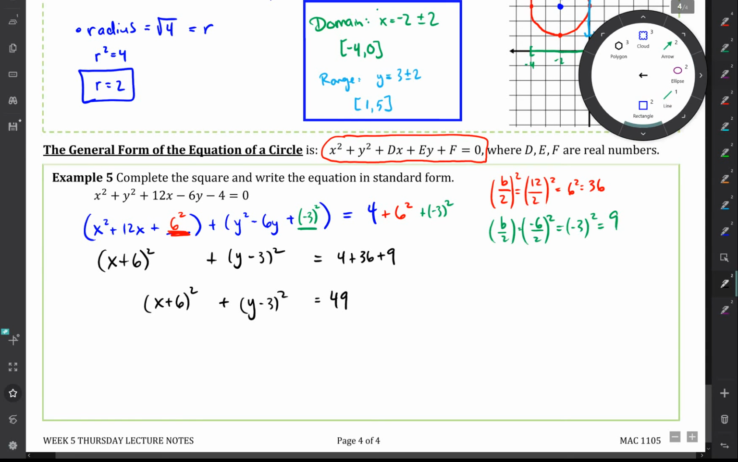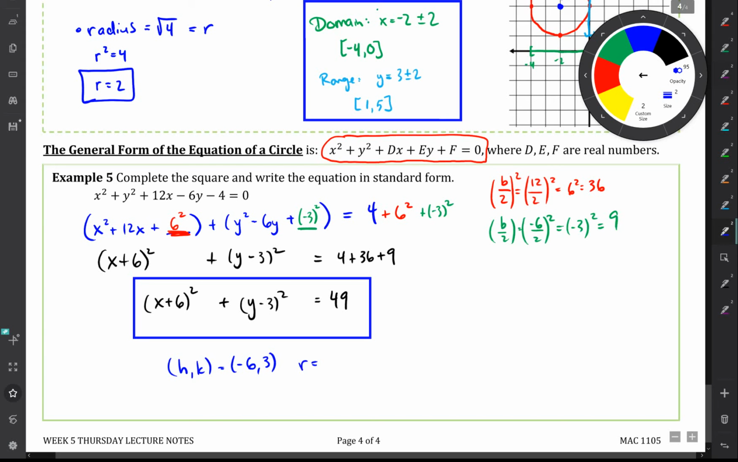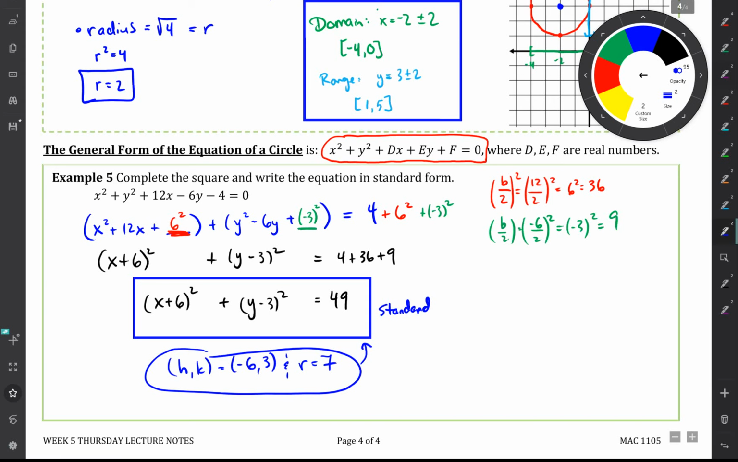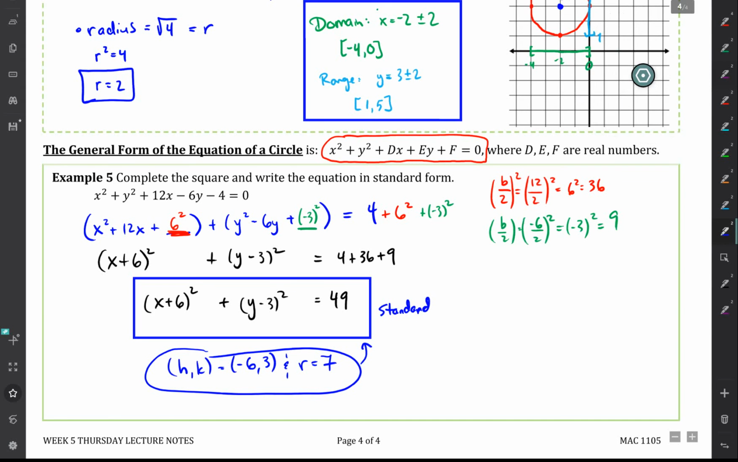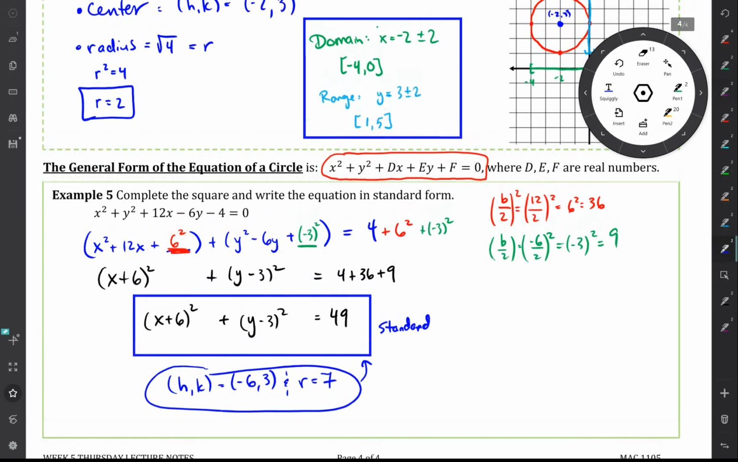And now that you have it in standard form, you can see that the general form and the standard form are both the equation of the circle, where h comma k, or the center, is -6 comma 3, and the radius is the square root of 49, or 7. So again, the standard form is much easier to read off the center and the radius, and that's why you'd want to go from the general form to standard form. That's one reason why you'd want to know how to complete the square. Okay, so that's it.